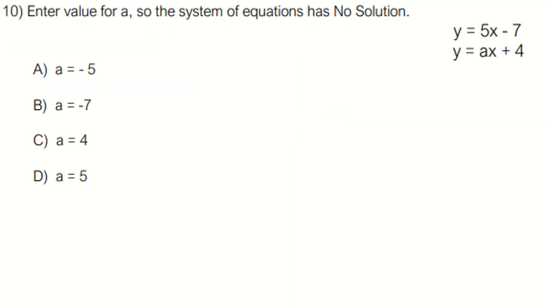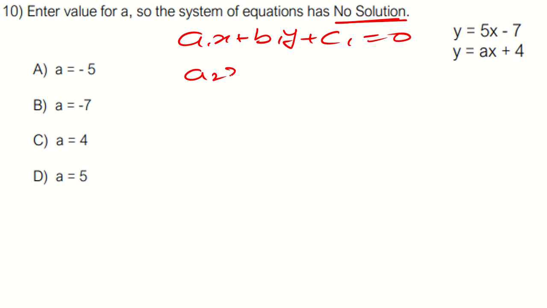Next is, enter the value of a for which the system of equations has no solution. Now students, there is a common formula for all these things. See, I will write the general formula: a1x plus b1y plus c1 is equal to 0, one equation, and a2x plus b2y plus c2 equal to 0, another equation.